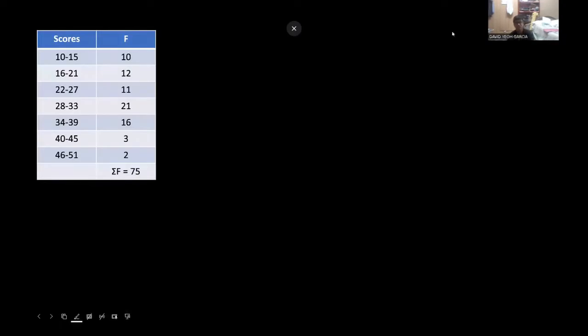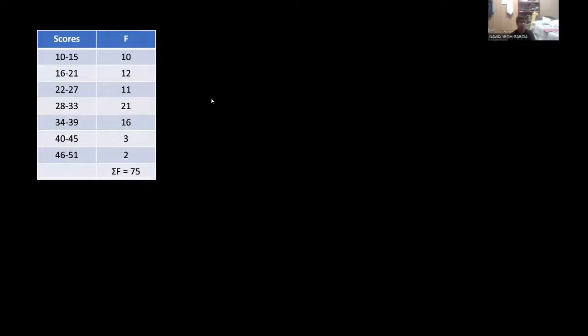Let's find the mean, median, and mode of grouped data. Supposedly, we have this table. It consists of a first column, which is the class intervals, and a second column, which is the frequency, and this frequency has its own class interval, and vice versa. So how do we get the mean, median, and mode in this one?